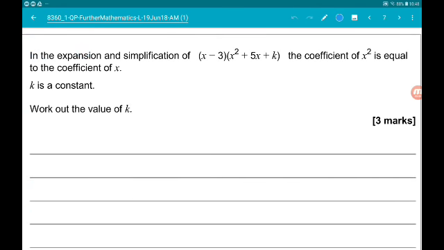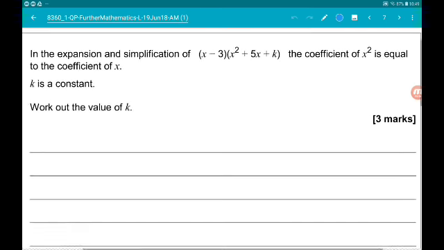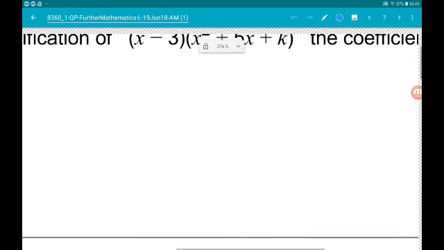Okay, next up, in the expansion and simplification of x minus 3 times x squared add 5x add k, the coefficient of x squared is equal to the coefficient of x. K is a constant. Find the value of k. Okay, so we don't need to expand this whole thing. All that we need, although we could, let's do it. It's good practice. So, I'm going to use a table. Tables are good.